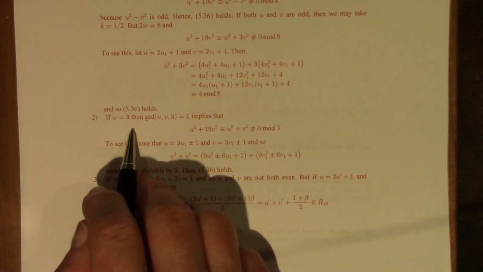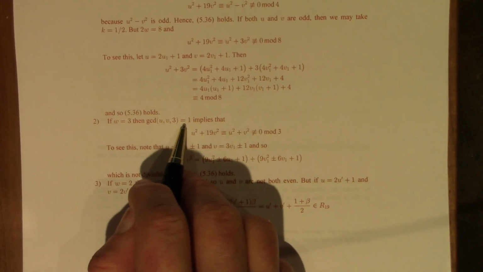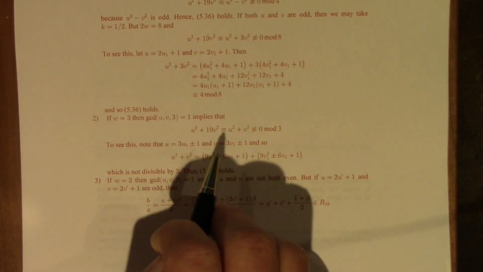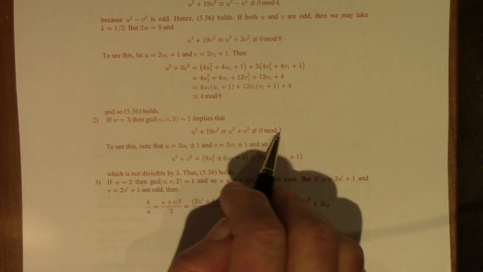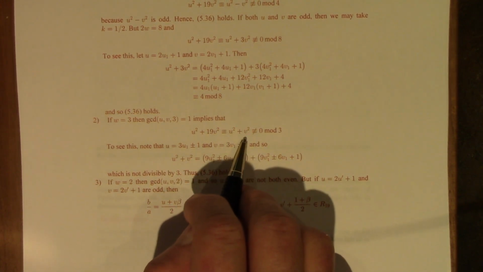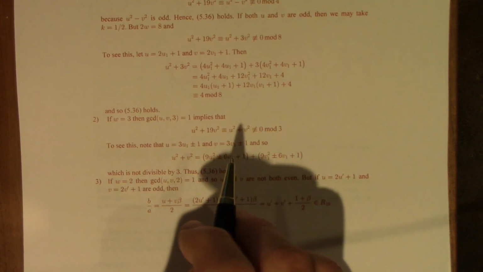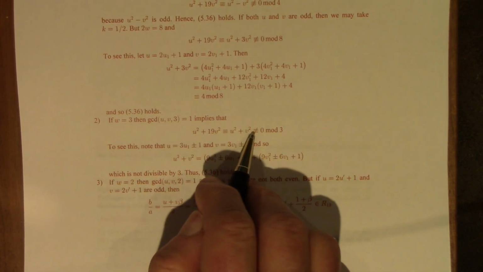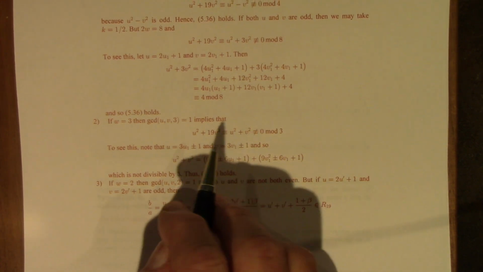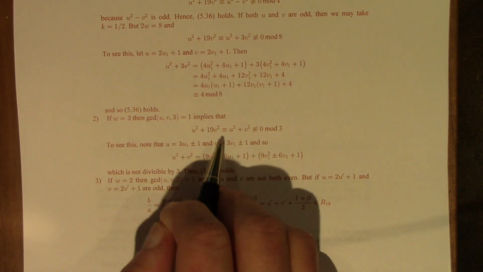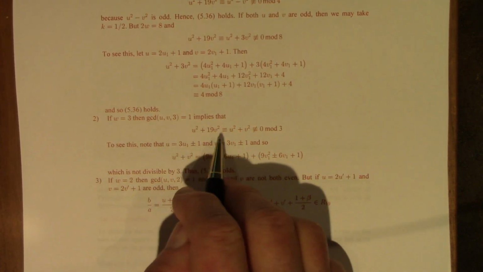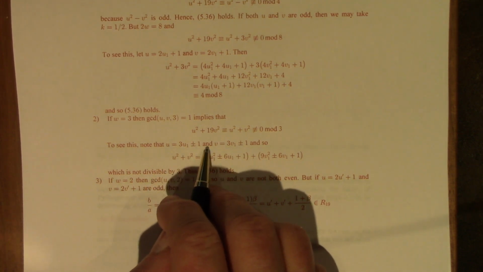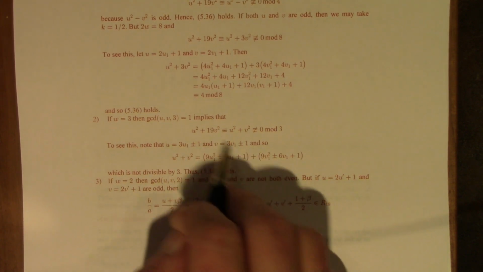If W is 3, then we have U, V, and 3 are relatively prime, and U squared plus 19V squared is congruent mod 3 to U squared plus V squared, and that too is not divisible by 3. That's something else you should try to do for yourself, but I'll give you a hint. U can be written as 3U1 plus or minus 1, and similarly for V, and the rest should work out.